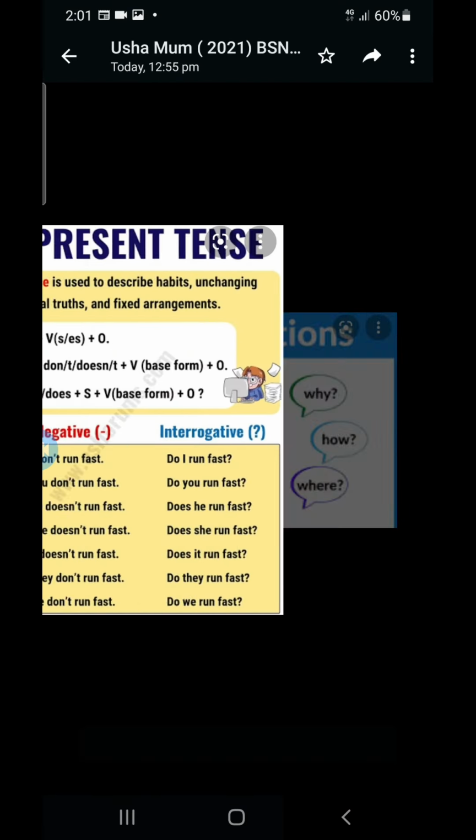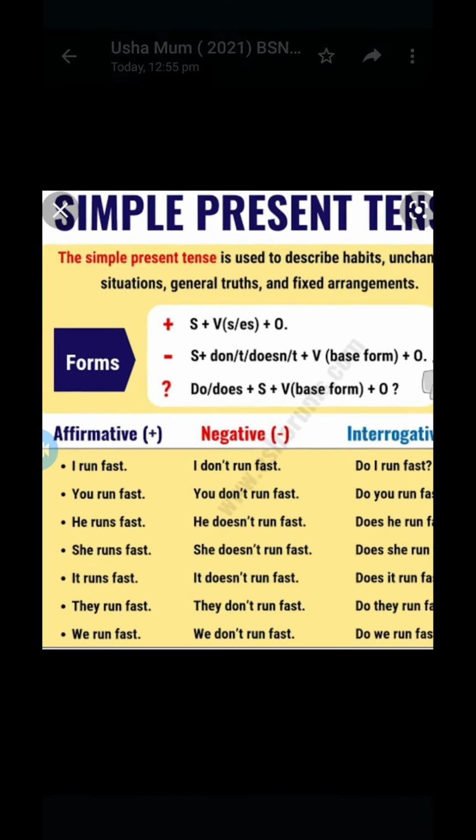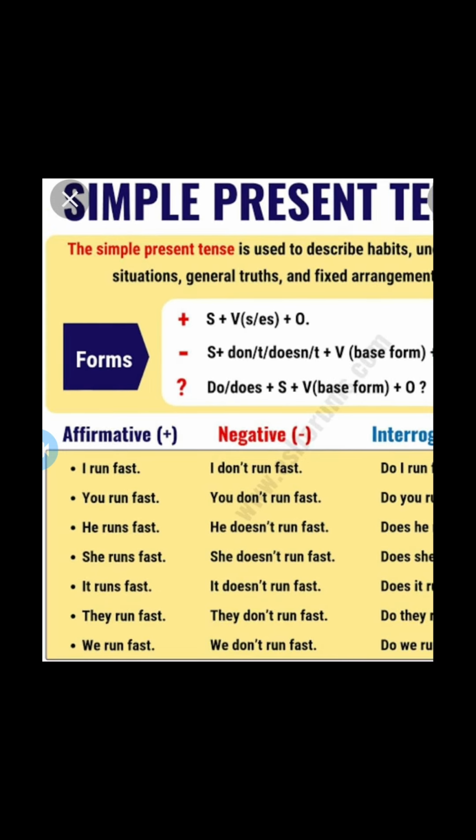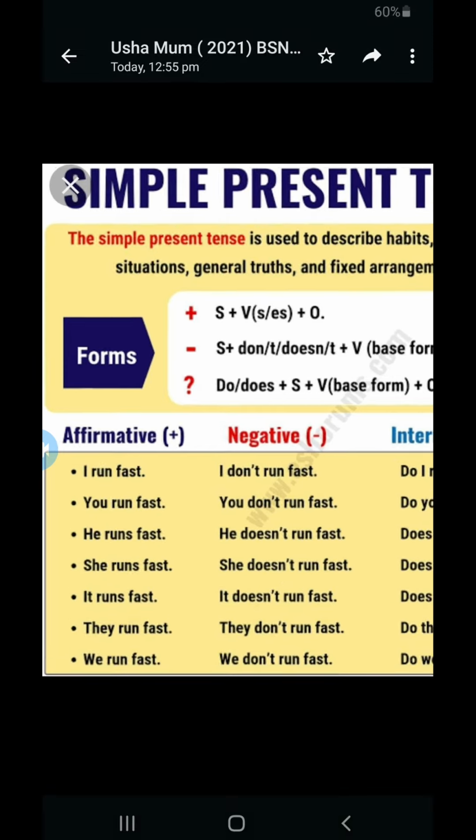So now listen, if you have to make any sentences in simple present tense using does family members, he, she, it and a singular subject, we have to add S, ES or IES at the end of the verb, according to the rule. So now listen, this is affirmative.